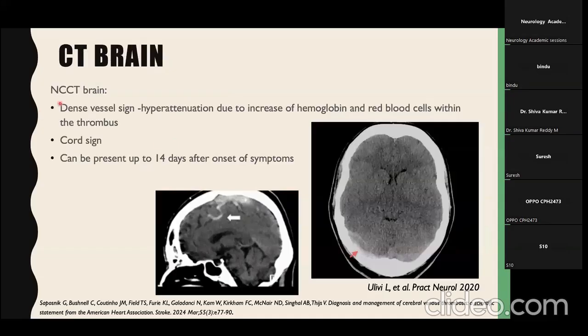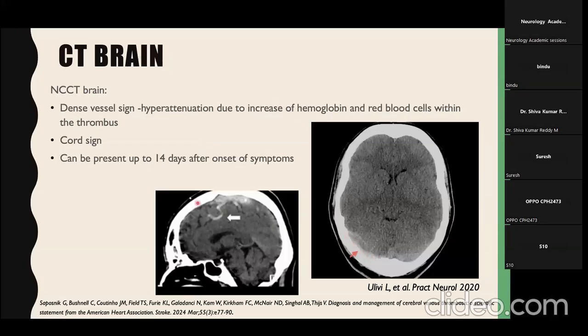CT brain. Non-contrast CT scan can show dense vessel sign and cord sign, which is due to increased hyperattenuation from increased hemoglobin and red blood cells within the thrombus. Here we can see the hyperdense vessel sign in the CT scan, and this is a thrombosed transverse sinus. This is also known as the cord sign.